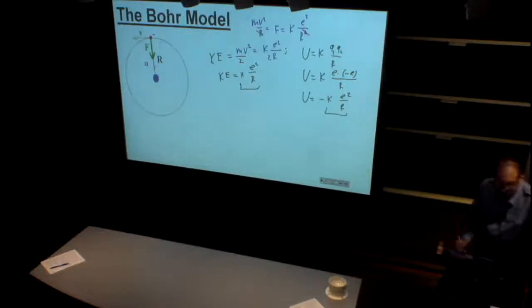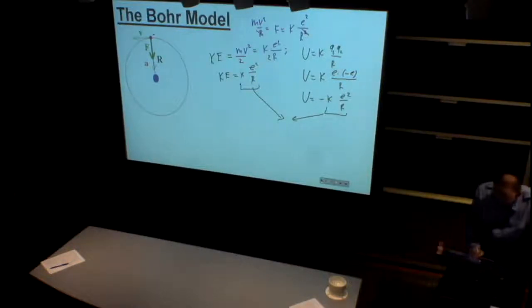So I don't really need these expressions. All I need is a relationship between these two energies. Kinetic energy, which is mv squared over 2, equals this. So how can I write an expression which relates kinetic energy and potential energy? 2 times kinetic energy will be equal to negative 1 times potential energy, because that will give exactly the same combination of variables.